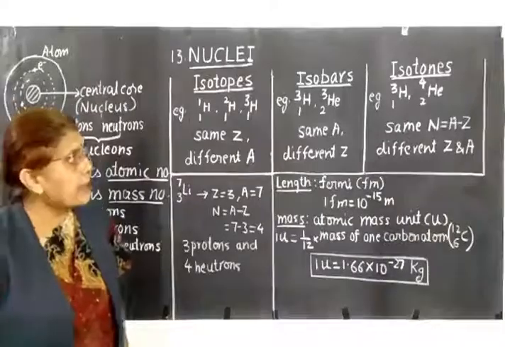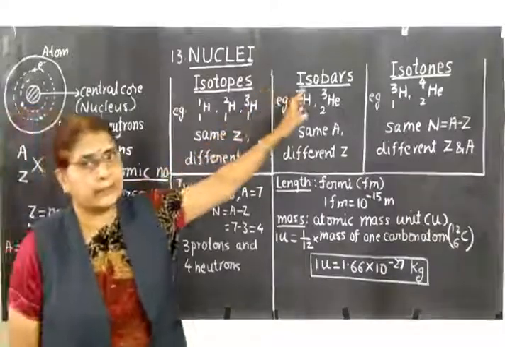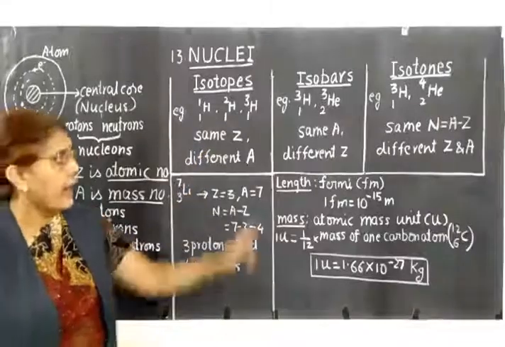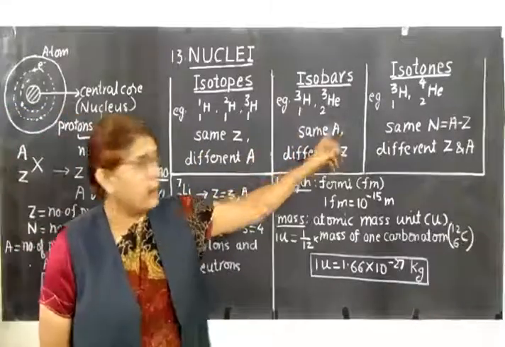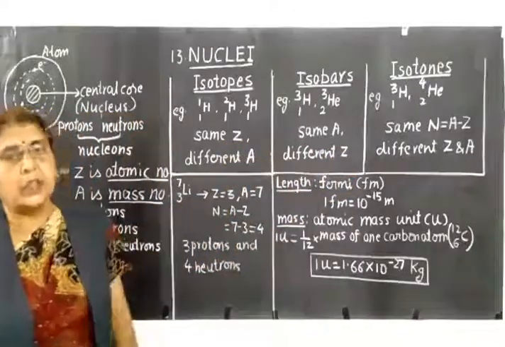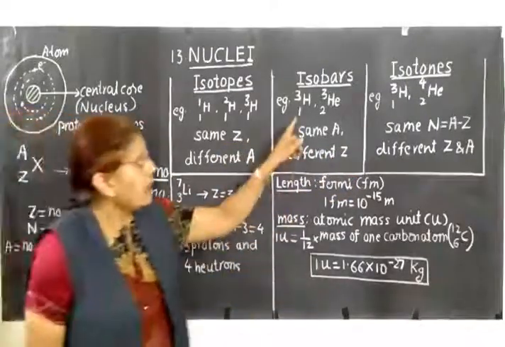Now let us come to the next one. Isobars. Let us reverse these two. So these nuclei have got same mass number but different atomic numbers. I have interchanged Z and A. So let us take an example.